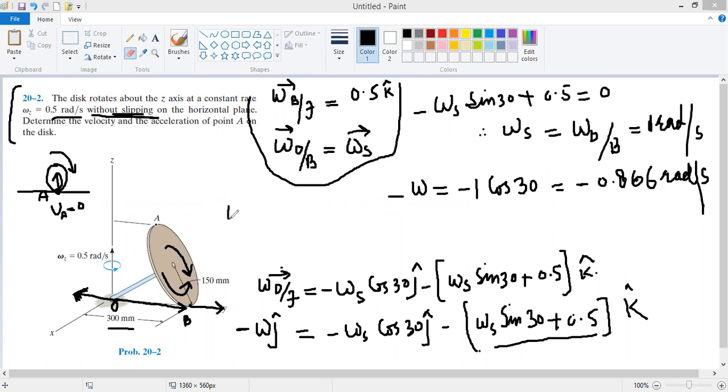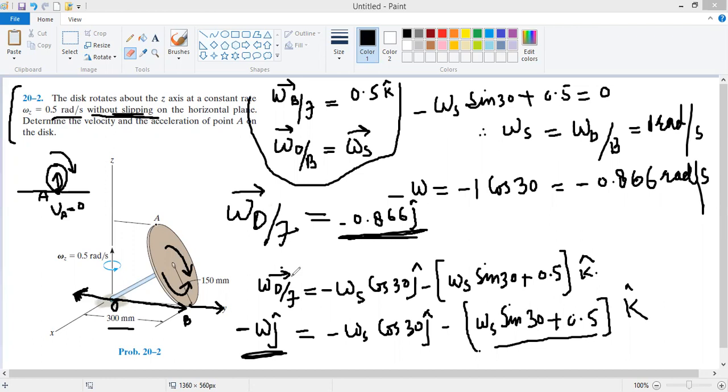I will write here, angular velocity of the disk with respect to the ground vector, it's equal to minus 0.866, but it's along, sorry, j cap, that's here, omega j cap, minus omega j cap, that's minus 0.866 j cap. This is the angular velocity of the disk with respect to the ground. Okay, fine, we are done with this.